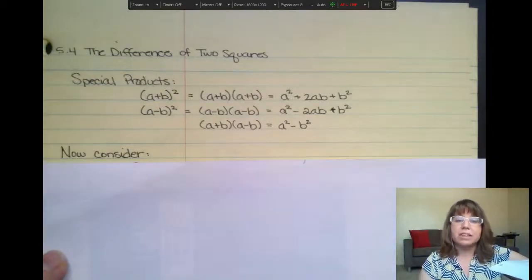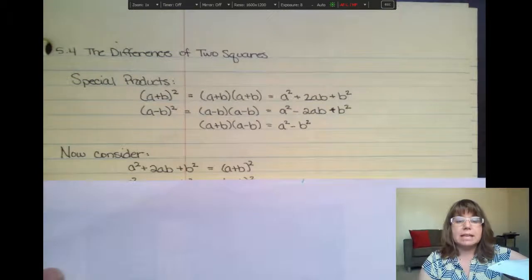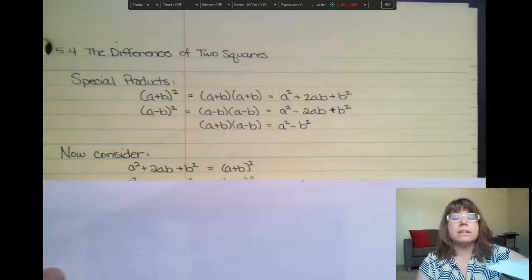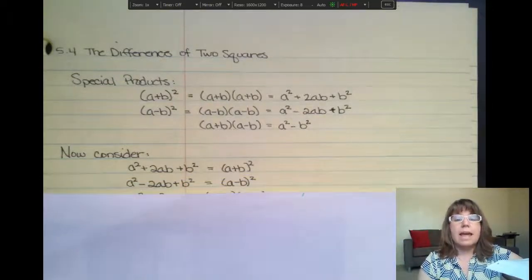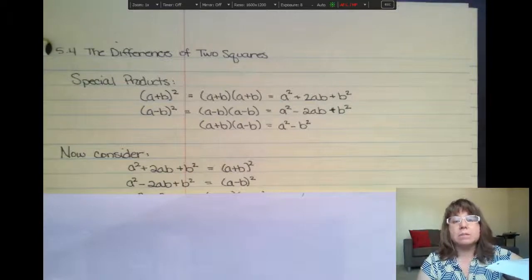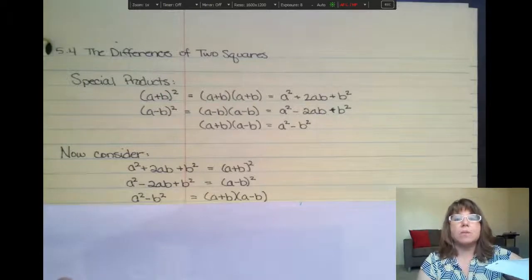Let's consider factoring. So if we see something in the form of a squared plus 2ab plus b squared, we know that ultimately that's going to be in the factored form of a plus b quantity squared. A squared minus 2ab plus b squared is going to give us the form of a minus b quantity squared. And the difference of squares, a squared minus b squared, is going to be factored into a plus b times a minus b.